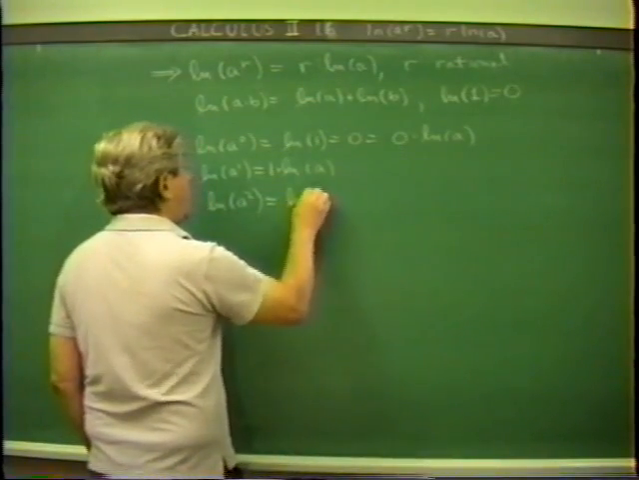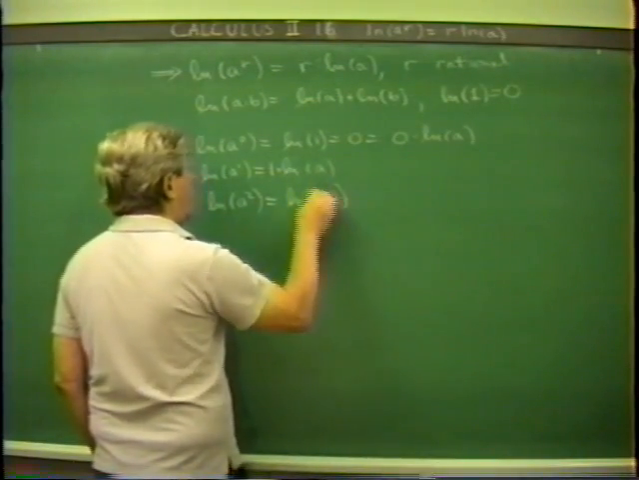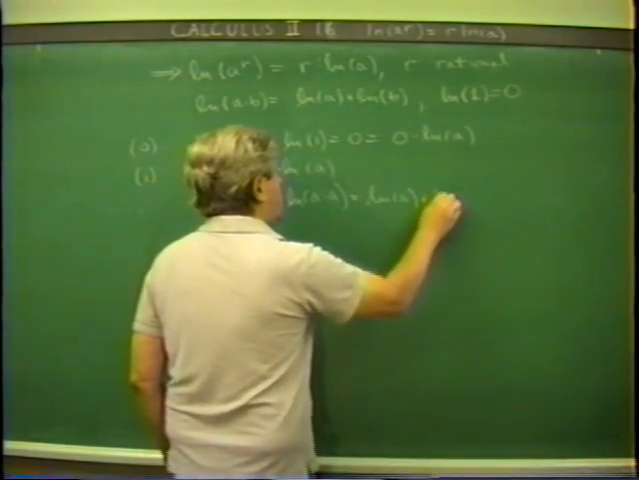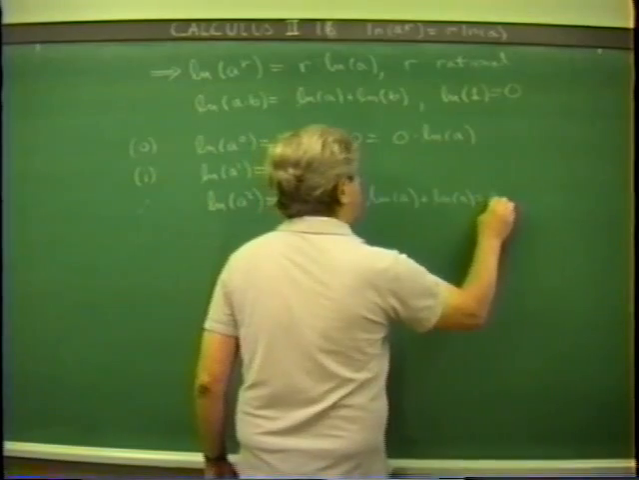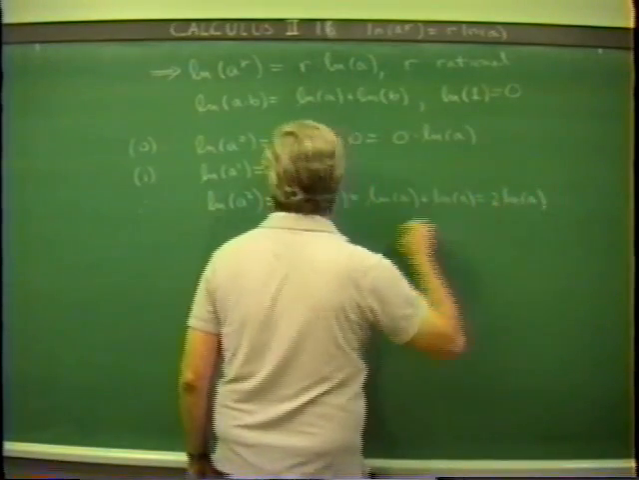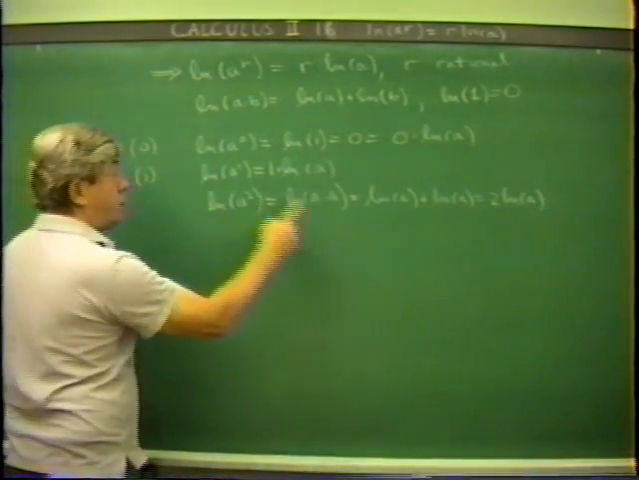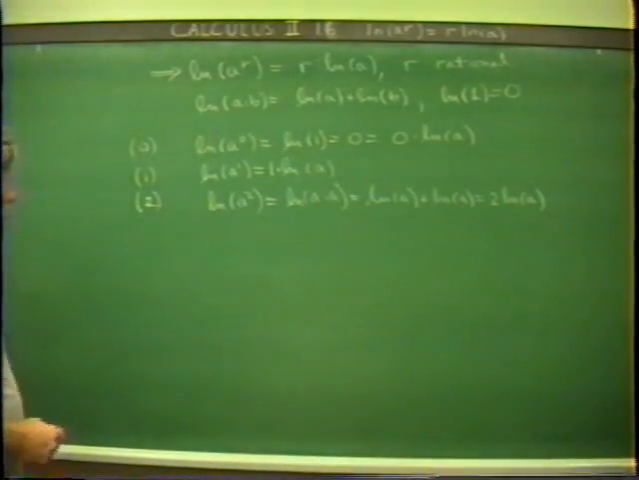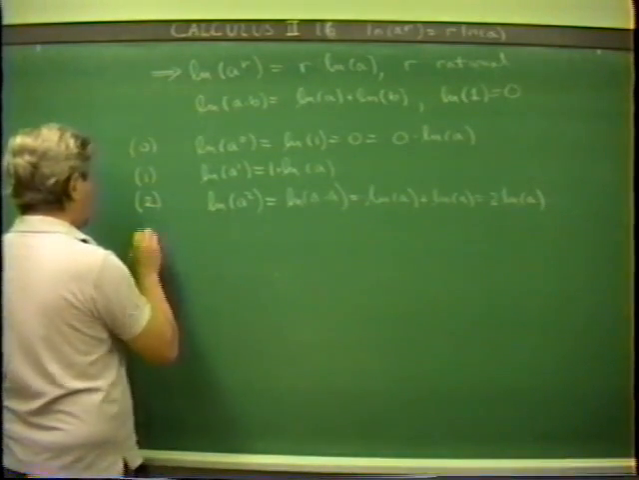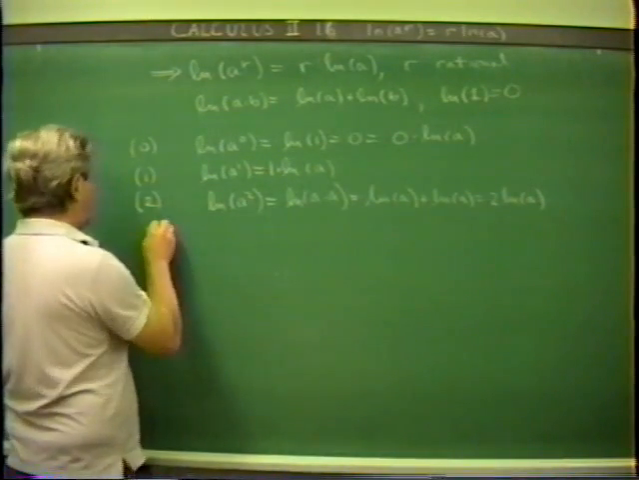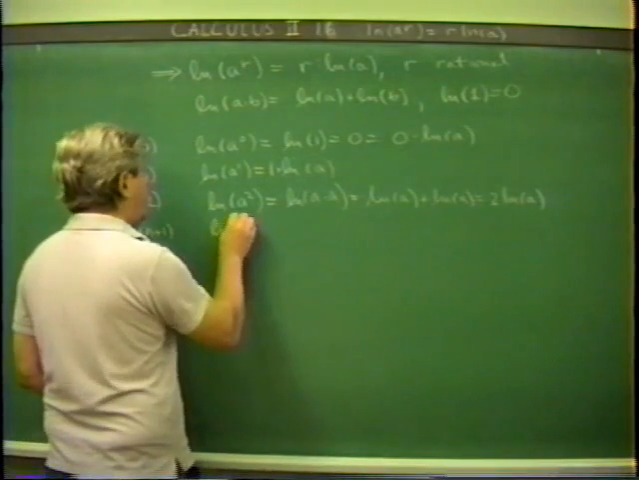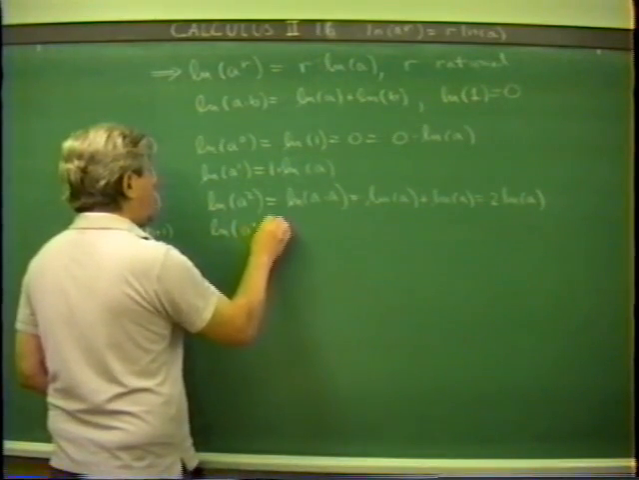The logarithm of a squared is going to be equal to the logarithm of a times a, which according to this is equal to the logarithm of a plus the logarithm of a, or 2 times the logarithm of a. And that shows that it's true for 2. Logarithm of a squared is 2 times the logarithm of a. Okay? And now by induction, for n plus 1: when it's true for n, it's going to be true for n plus 1.